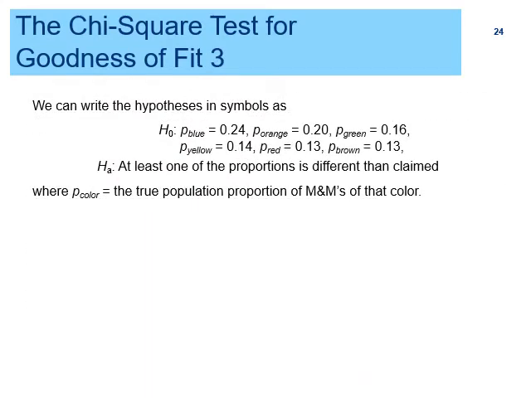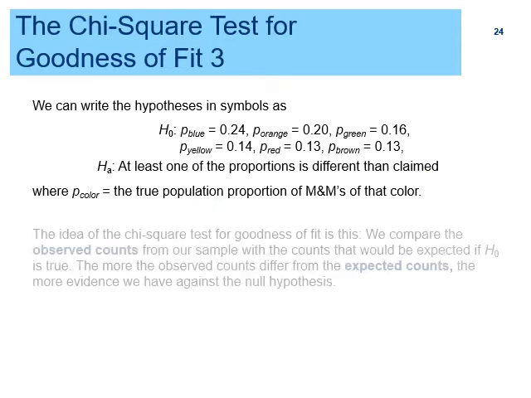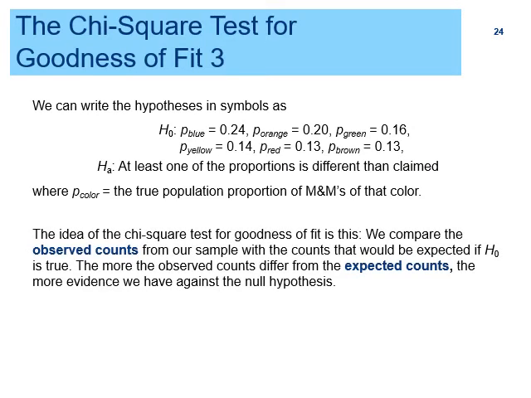So here are the hypotheses we got. The null hypothesis is stating all the values and that there is no difference, and the alternative is stating that at least one of the proportions is different than claimed, where p color is the true population proportion of M&Ms of that color. So the idea of chi-square for goodness of fit is this: we compare the observed counts from our sample with the counts that would be expected if the null hypothesis is true. The more the observed counts differ from the expected counts, the more evidence we have against the null hypothesis.